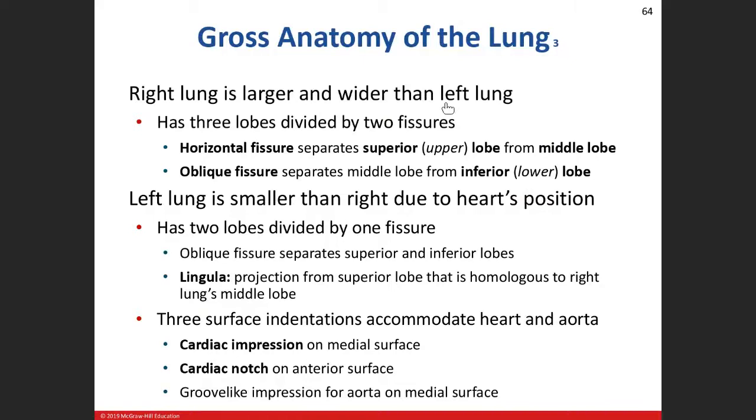All right, so let's talk about each lung. The right is the bigger one, and that's because the heart is on the left side, and so the left lung has to accommodate for the heart, so it's going to be the smaller one. So the right has 3 lobes, the left has 2. And if it has 3 lobes, that means it has 2 fissures, because the fissures are these little indentations and spaces that divide one lobe from the next.